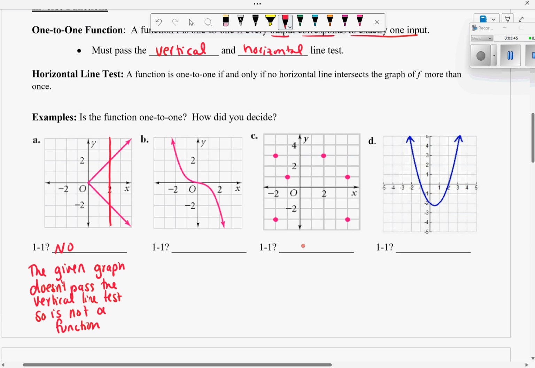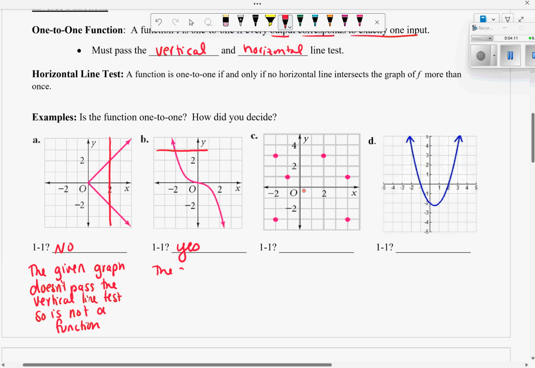For the next one, this graph passes the vertical line test, so this is a function. And so now we want to figure out if this is 1 to 1 to see if the inverse is a function. So does this pass the horizontal line test? Yes. So this is a 1 to 1 function. Every output corresponds to one input. So yes, this graph passes. So the graph is a function.